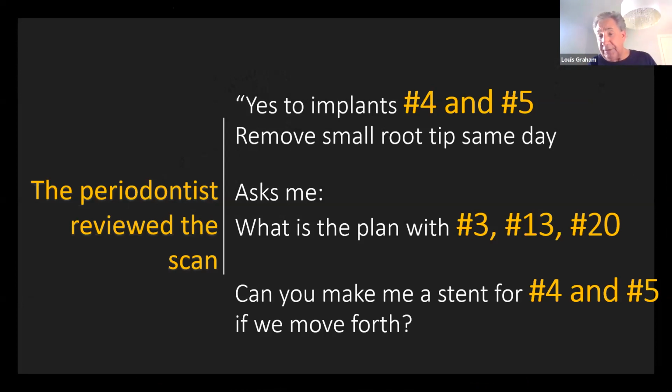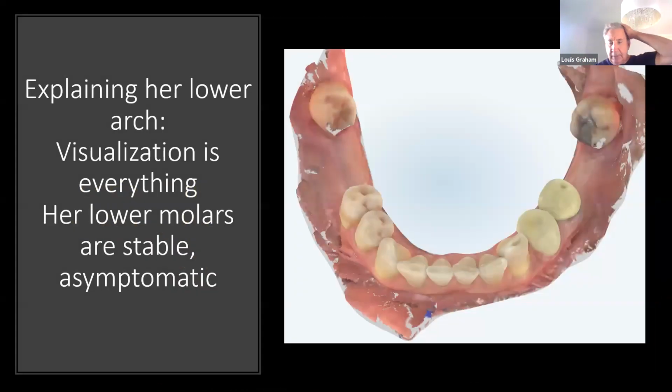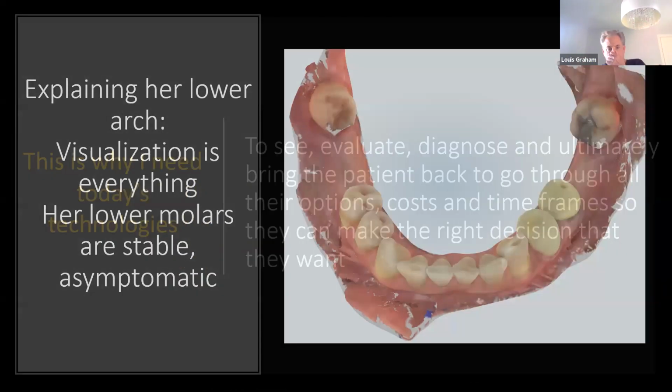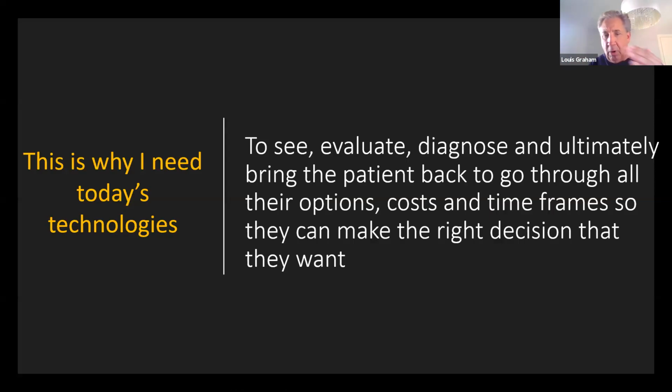What do we want to do with 3, 13, and 20? And then he says, of course, can you make me a stent? Of course I'll make him a stent. I've got the cone beam, and I've got the digital scan. It's the easiest thing in the world to make him a stent. Her lower arch. So now, all I want to do is use today's technology to evaluate, diagnose, and ultimately bring the patient back to go through their options, costs, and timeframes.